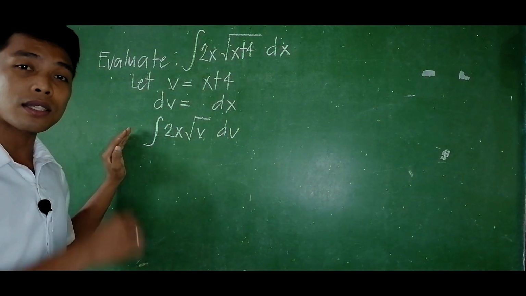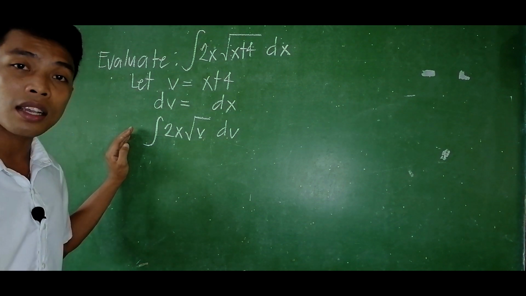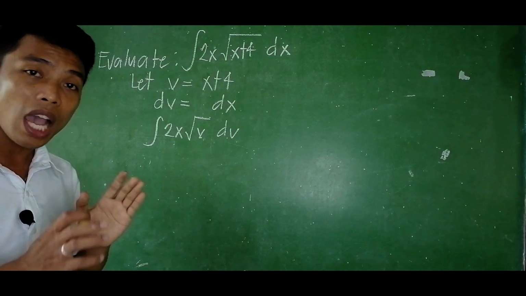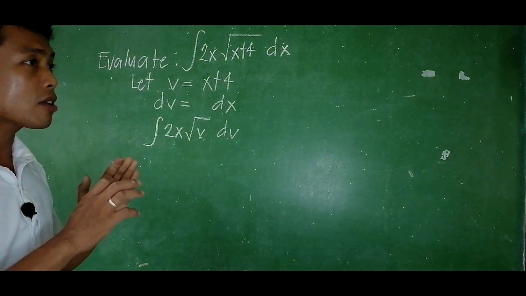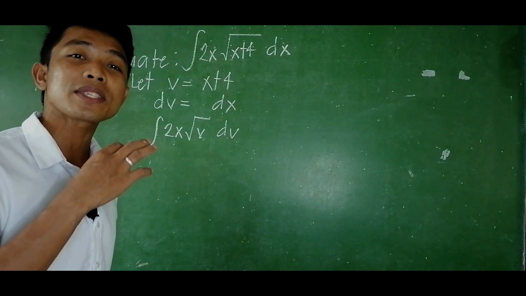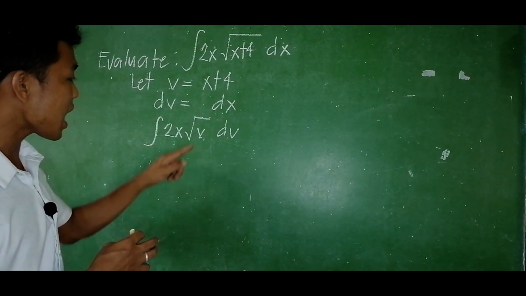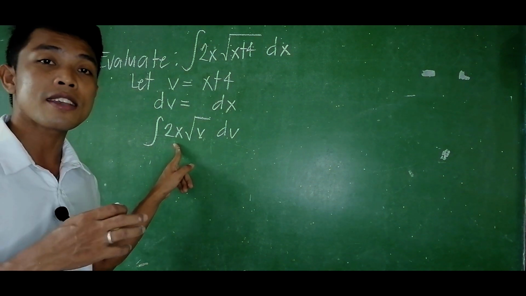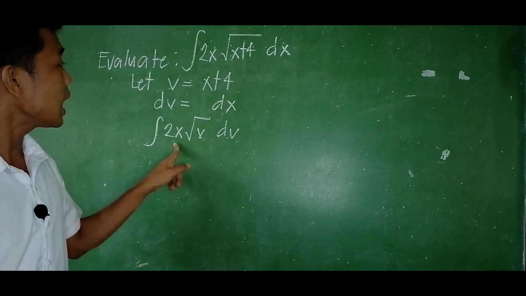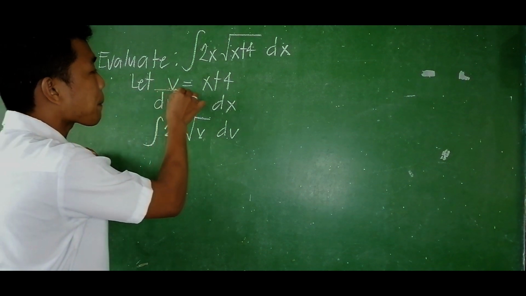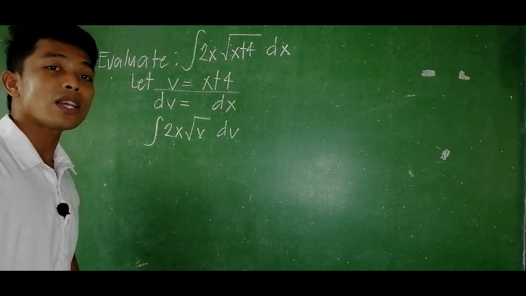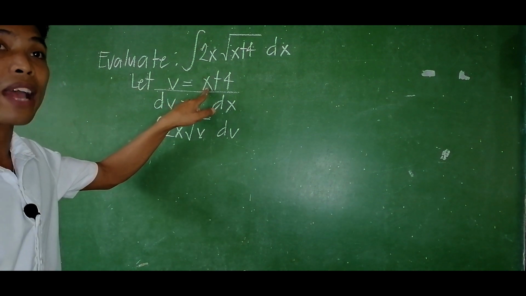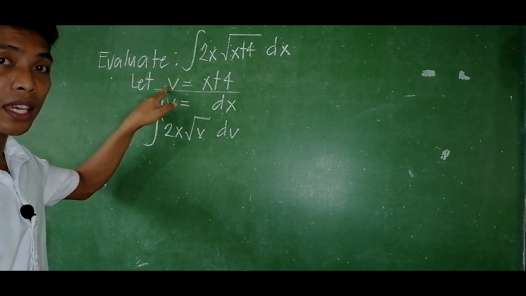Alright. But since our expression is the antiderivative of 2x times the square root of v with respect to v, we notice something: there is another variable besides v. Because our intention is to use one variable as our representation, and since we have x here, we need to write x in terms of v. How do we do that? We will go back to our first representation, which is v is equal to x plus 4. We need to find the value of x in terms of v.